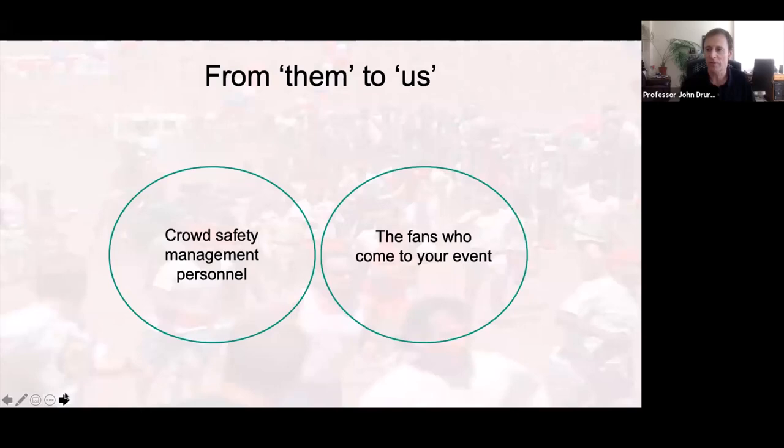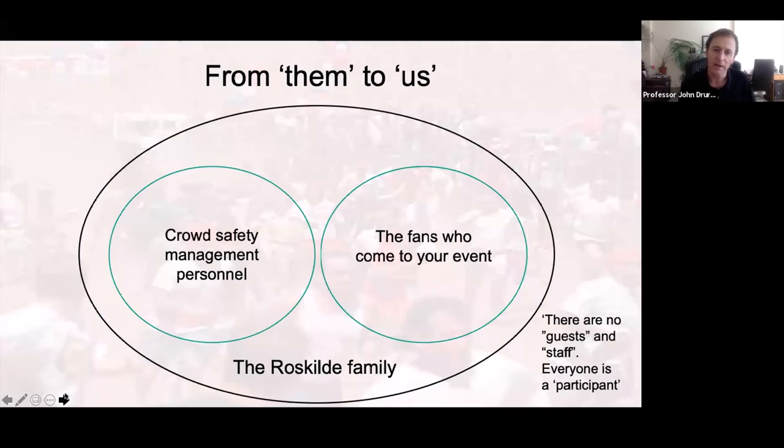An event has, obviously, at one level two groups. You and your personnel have one role, and the fans who come to your event, the public, have another role. So these are two different groups at one level, but at another level, they are people at the same event, and they can be talked about, presented, thought about, and identify with a superordinate category.